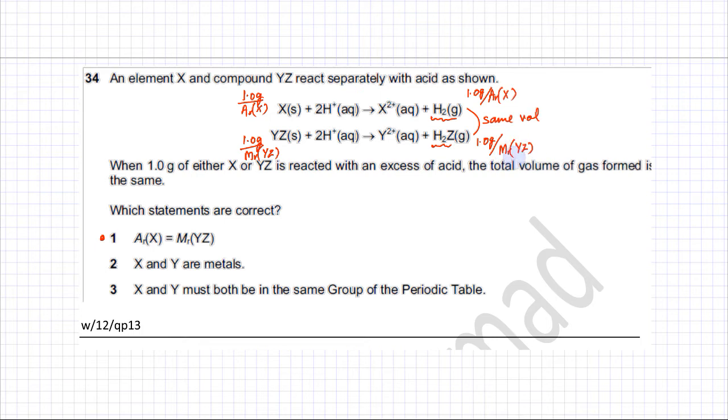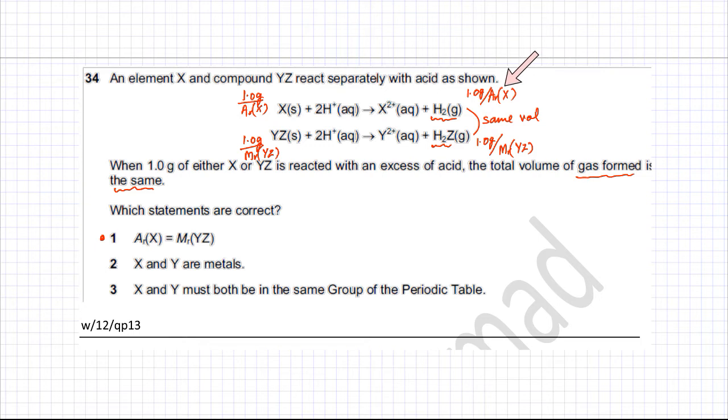Now, one thing that we talked about earlier is that the question states that the total volume of gas formed is the same in both cases. So the gas formed has the same exact volume. So if the gas has the exact same volume, that would mean that the moles of the gas would be exactly the same, because 1 mole of gas occupies 24 dm cube. So irrespective of whatever gas that is, if the volume is the same, the moles of the gas are going to be exactly the same, which means that the moles of H2 gas and the moles of H2Z gas are going to be equal.